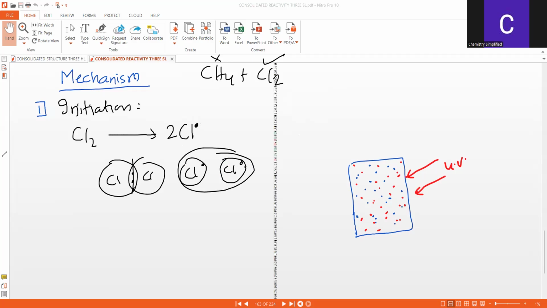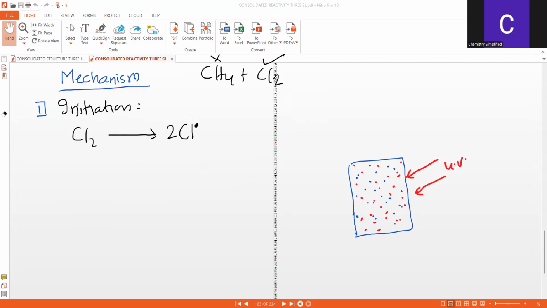So that's two chlorine free radicals you have. So that's the initiation process. And this requires UV light, or sometimes in the exam they also write sunlight. Sunlight, UV light. What happens after this? Initiation is done.